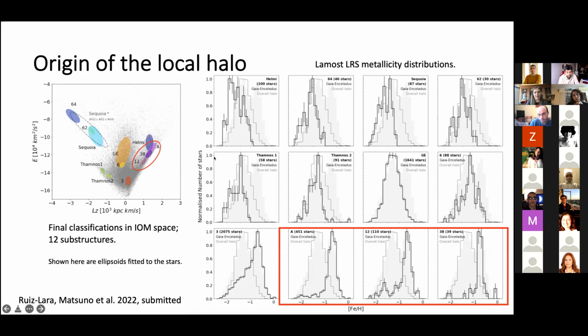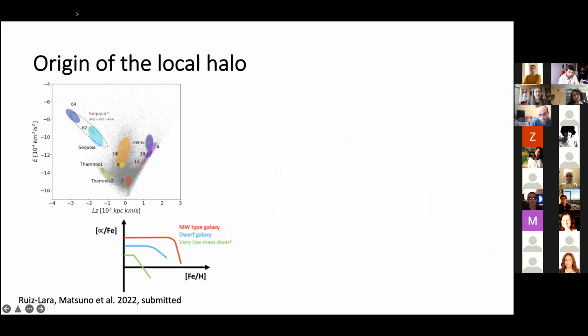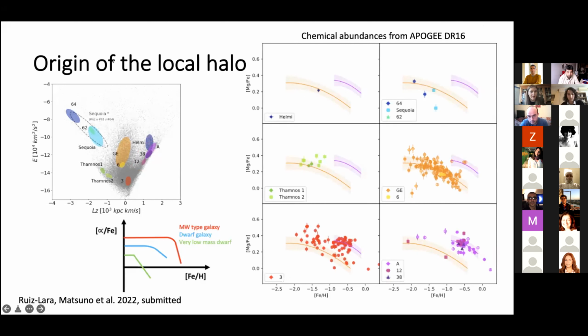And I said that we used chemical abundances where possible, and the importance of chemical abundances is that galaxies of different masses and also that formed at different times will have different tracks in this alpha over iron versus iron over hydrogen space. And so we looked at these as well, but as you can see, there are not many stars that we have these abundances for just yet.